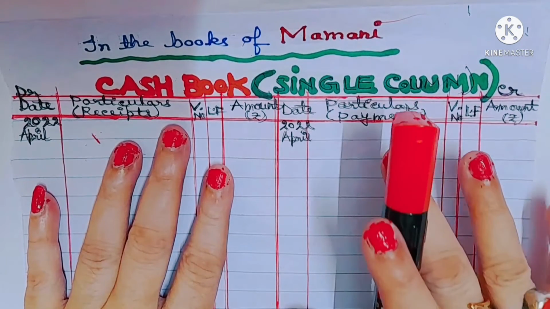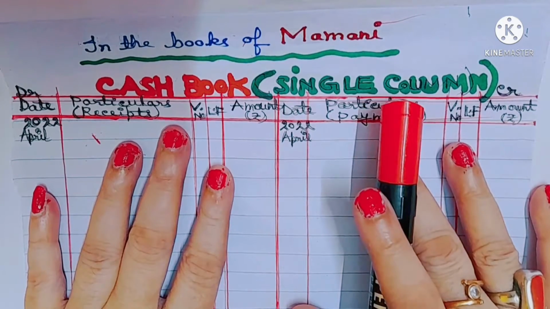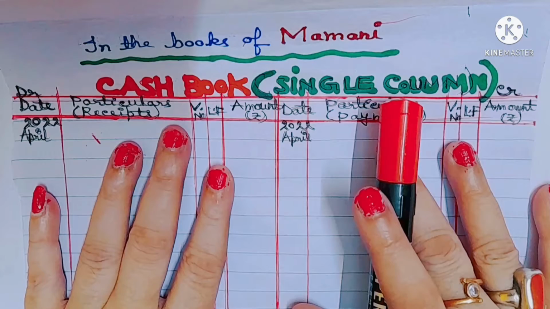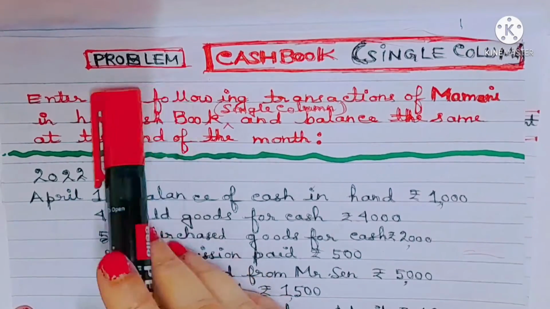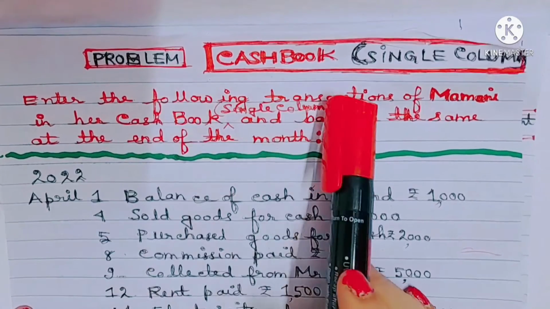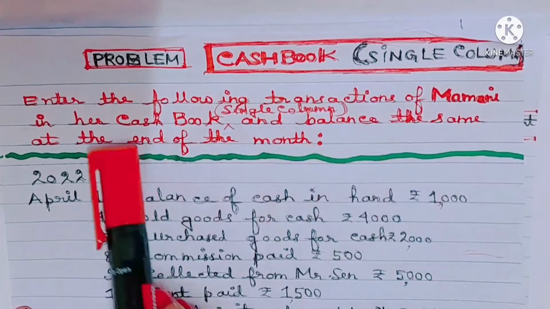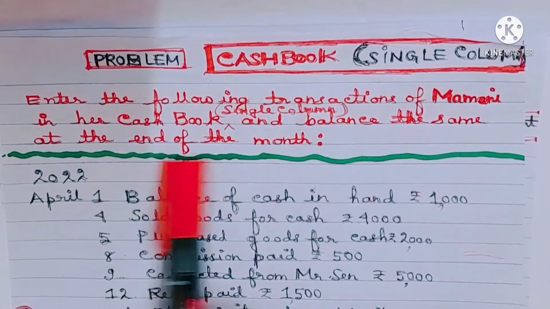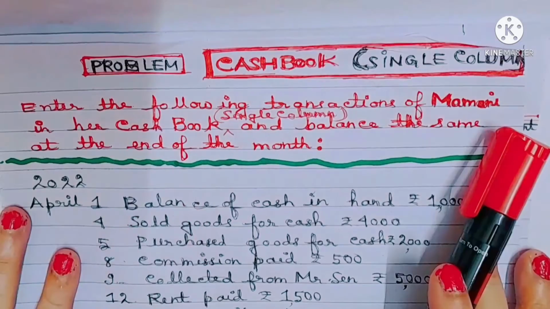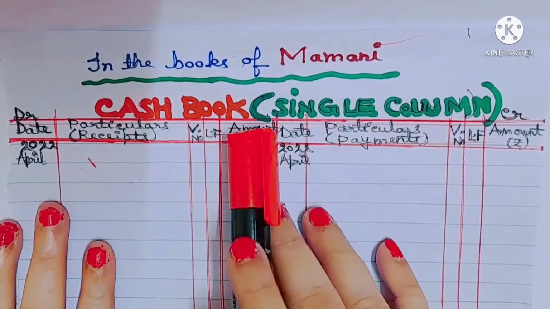In this video, I am going to discuss how to solve a single column cash book. So let's get started. So here is the problem. Let's go through the problem. Enter the following transactions of Mamuni in her cash book single column and balance the same at the end of the month. So this is the format of single column cash book.